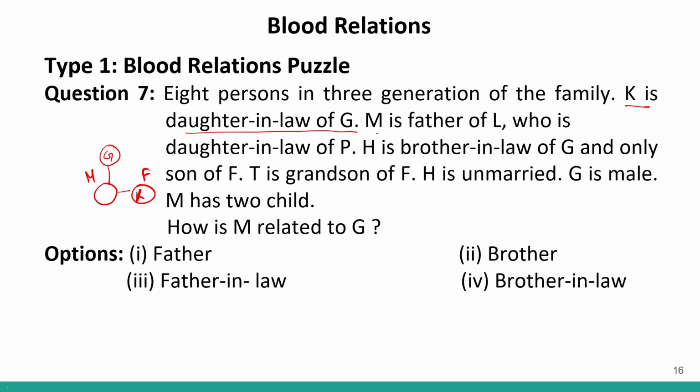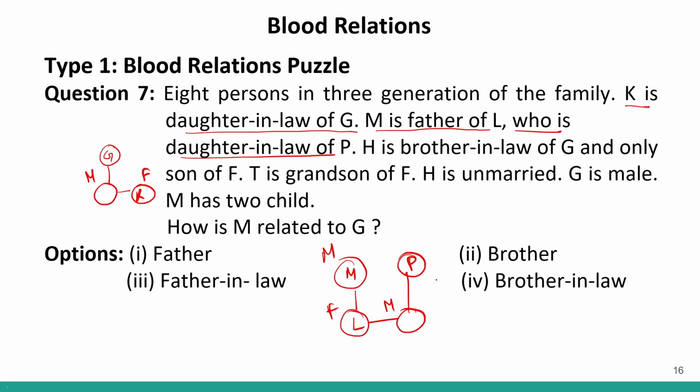M is the father of L, who is daughter-in-law of P. So let us draw this separate diagram. M is the father, so M would be male, of L. L's gender is unknown, but it is given to us L is the daughter-in-law of P. That means L will have a spouse whose parent will be P. Correct? And L is female. The spouse would be male.